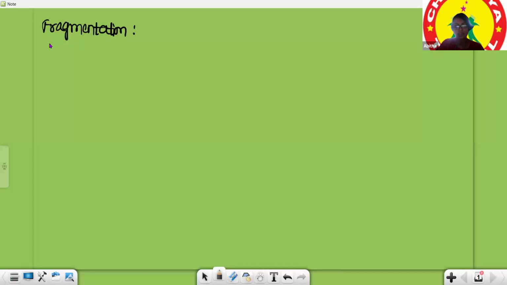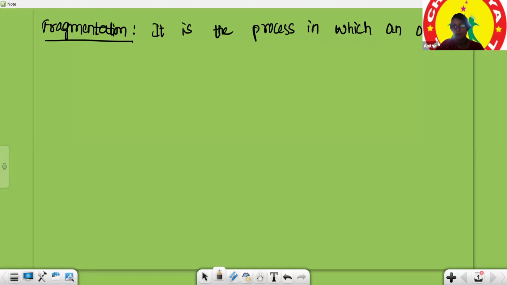So what is fragmentation? It is the process in which an organism breaks into pieces. They can be two or more pieces, and these pieces are also called fragments. So it is the process in which an organism breaks into two or more pieces or fragments.